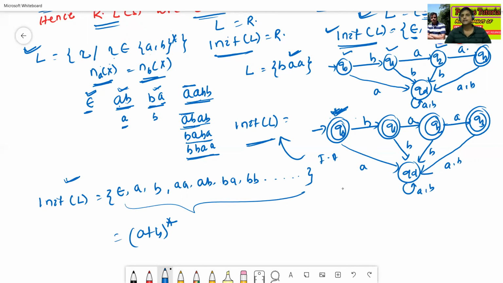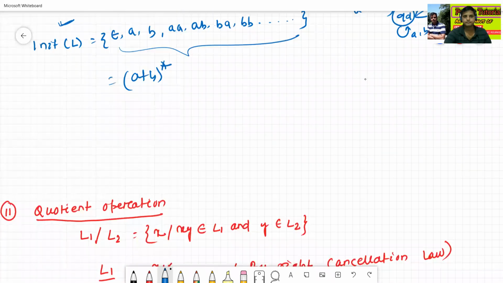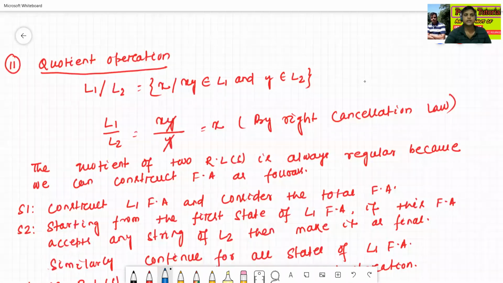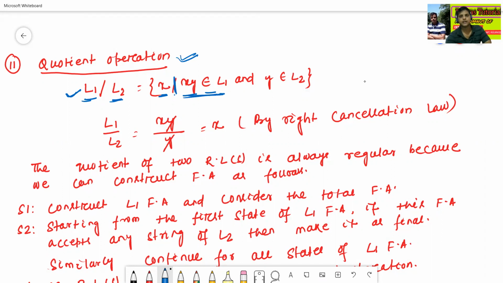Now we'll discuss one more property of regular languages. The next property is called the quotient operation. What is the meaning of quotient operation? The quotient operation is L1 by L2. L1 divided by L2 is equal to X such that XY belongs to L1 and Y belongs to L2.